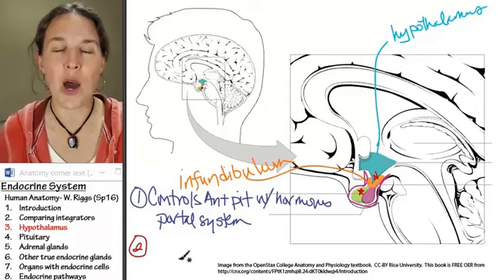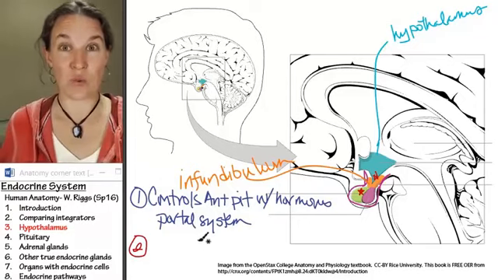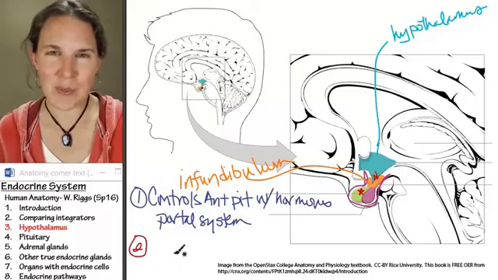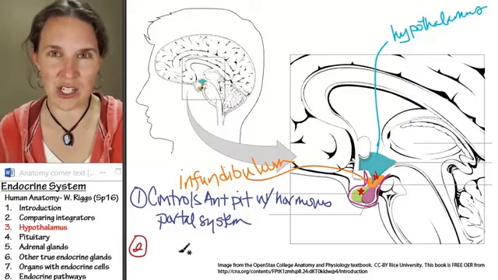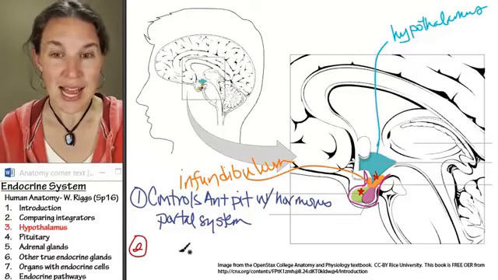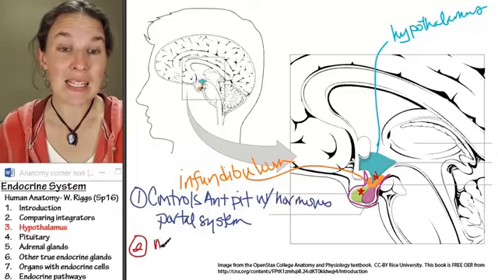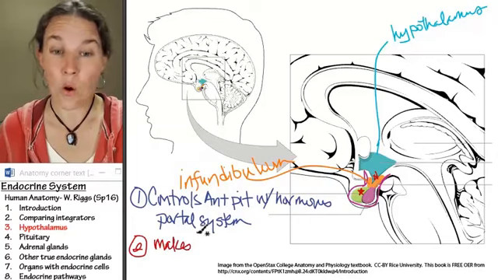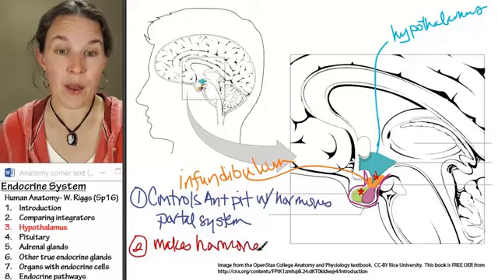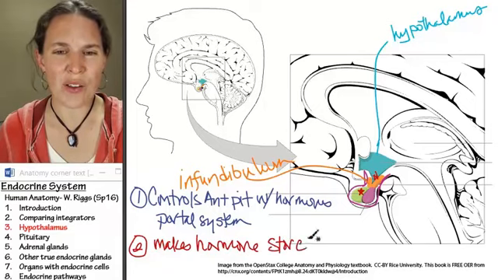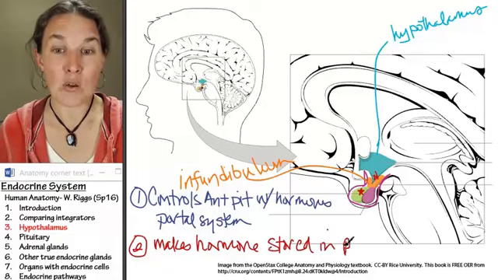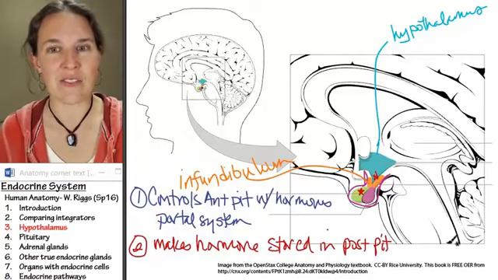The hypothalamus controls the posterior pituitary. This is really weird. The posterior pituitary is actually like an extension of the hypothalamus. It's actually neural tissue. So the hypothalamus makes hormone that's stored in the posterior pituitary. Did you follow that fantastic fact?